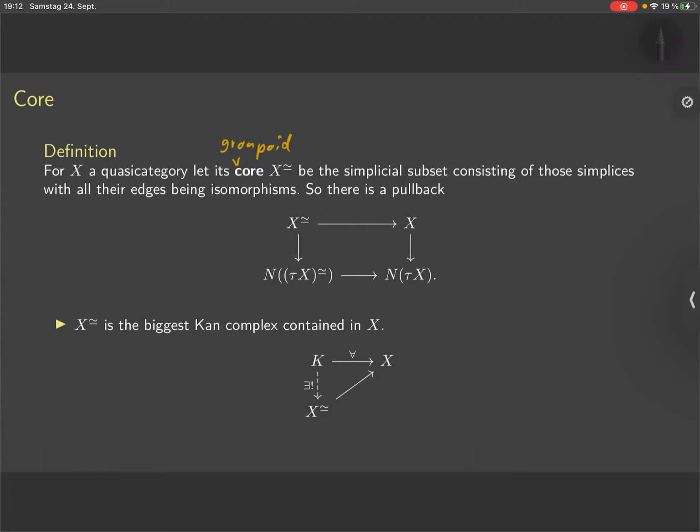Okay, one can prove that X core is actually the biggest Kan complex contained in X. So whenever we have some morphism from a Kan complex, say K is a Kan complex, then it always factors uniquely over the core.